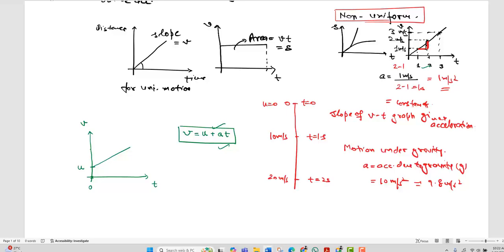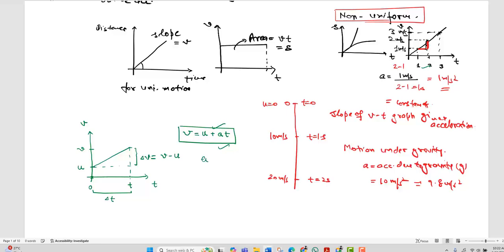Now let this velocity be v, and that velocity is after time t, right? Got it? Okay. Now from here you can very easily write that this part is the change in velocity, that is basically v minus u, final minus initial, and that is the change in time, right?